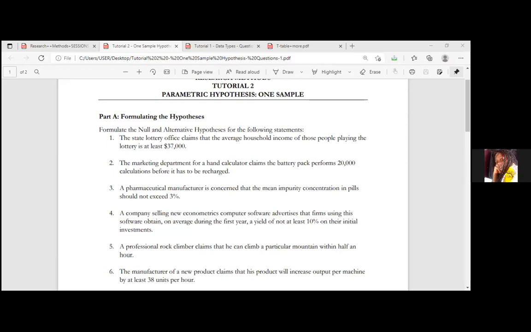On question four, I think she said her null hypothesis was mu greater than or equal to 10, right? Yes, that's what she said. They said a yield of not at least. So what do you think? I think the alternate is greater than 10%, which makes the null less than or equal to 10%. At least is which sign? At least is greater than. Are you sure? At least. Yeah, okay. At least is which sign?